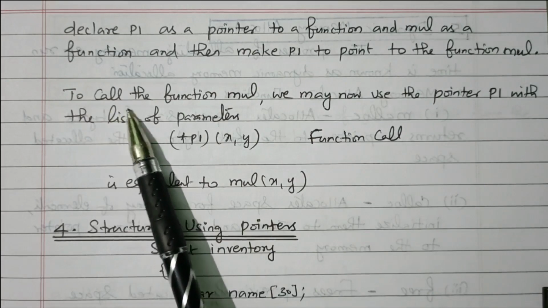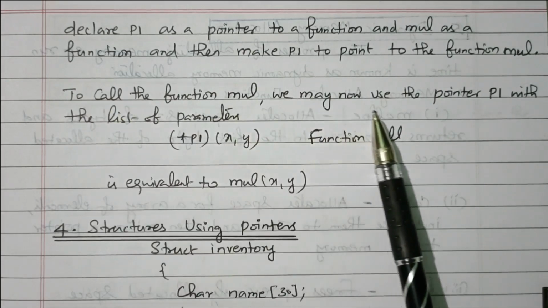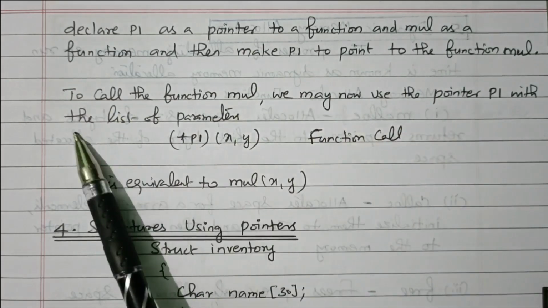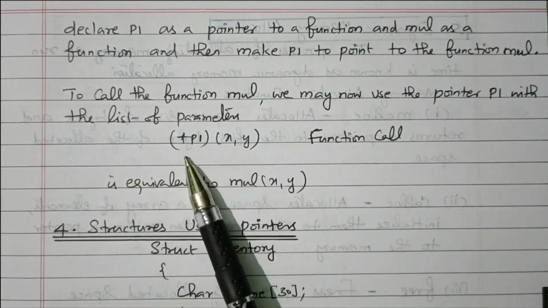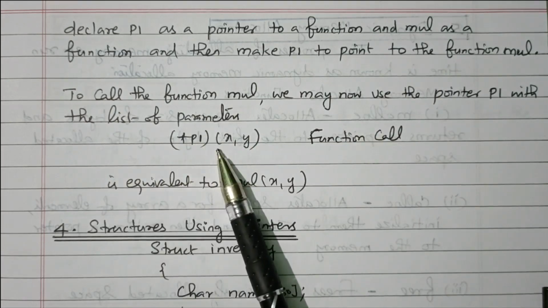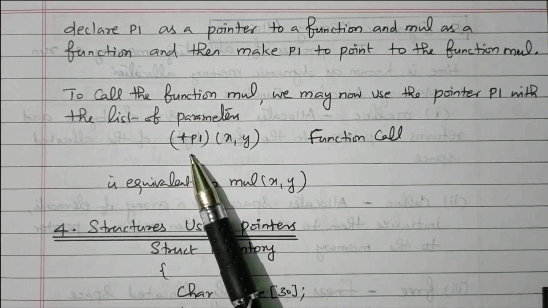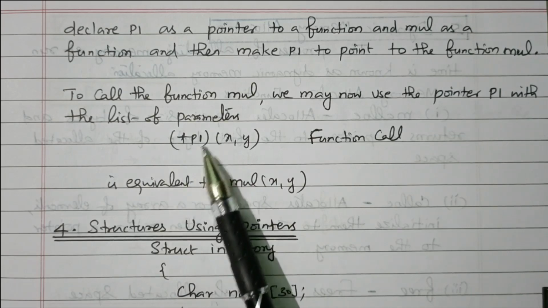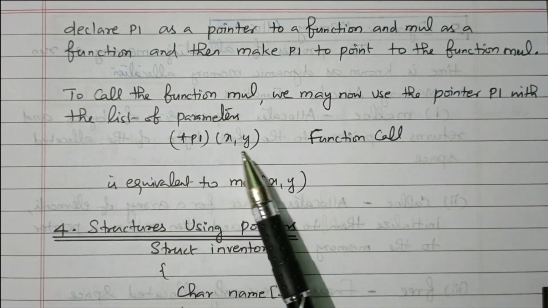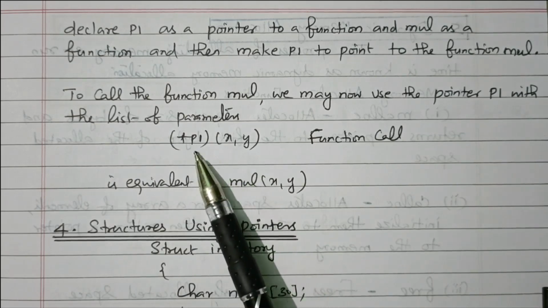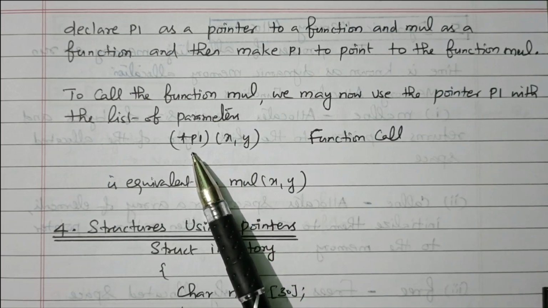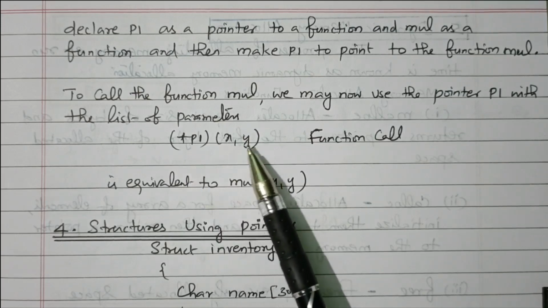So to call the function mul, we may now use the pointer p1 with the list of parentheses: (*p1)(). This indicates the function call using a pointer. We already discussed that opening and closing braces are necessary. (*p1)(x, y), right? P1 is already assigned the mul function. So here we are passing x and y.